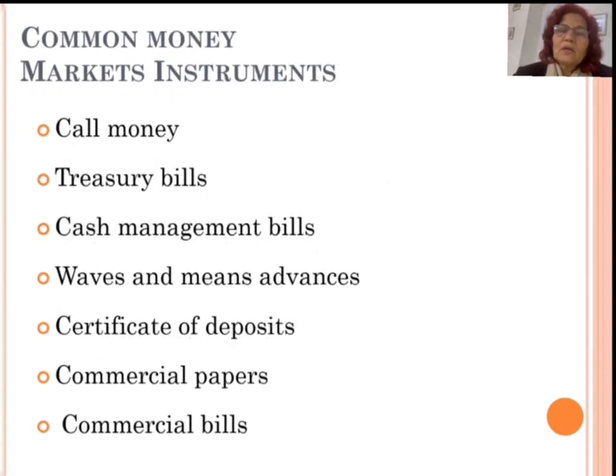Now we will discuss the common money market instruments. What are the common money market instruments? One is call money, which we will define later. Treasury bills, cash management bills, ways and means advances, certificates of deposit, commercial papers, and commercial bills. These are instruments, not commercial banks, because the commercial banks are a part of the money market. They are components of the money market, and commercial bills are the instruments which are traded in the money market.